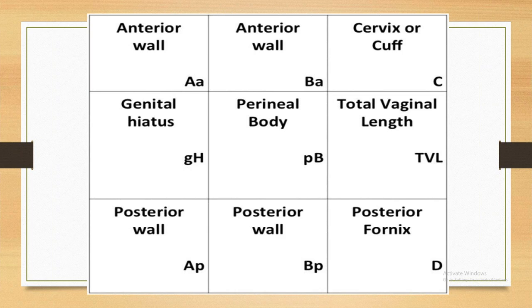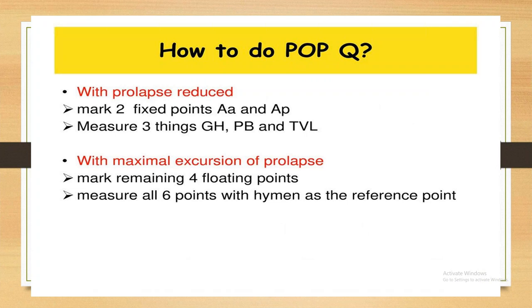I will elaborate this point. Yeah, clear. Okay. Clear. So, as I told you, with prolapse reduced, now what we have to do is, with prolapse reduced, we have to mark these fixed points also, AA and BP, and then we have to measure with maximum prolapse. So I will tell you exactly how to do it.